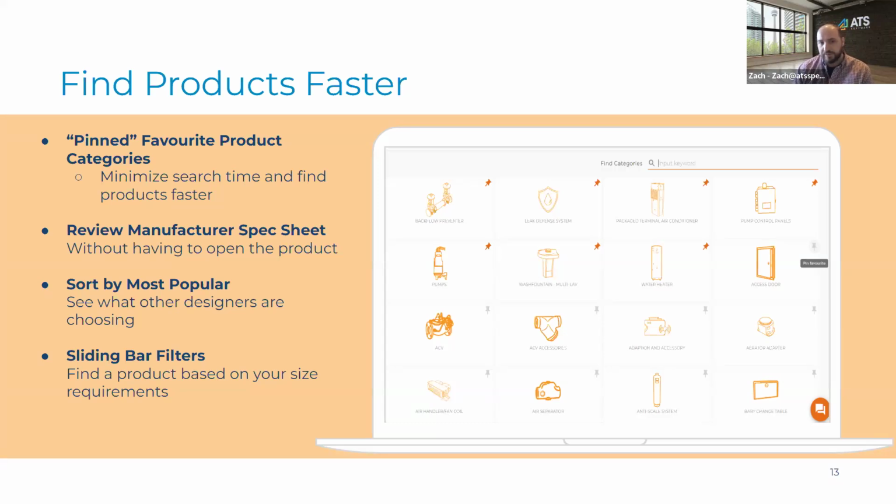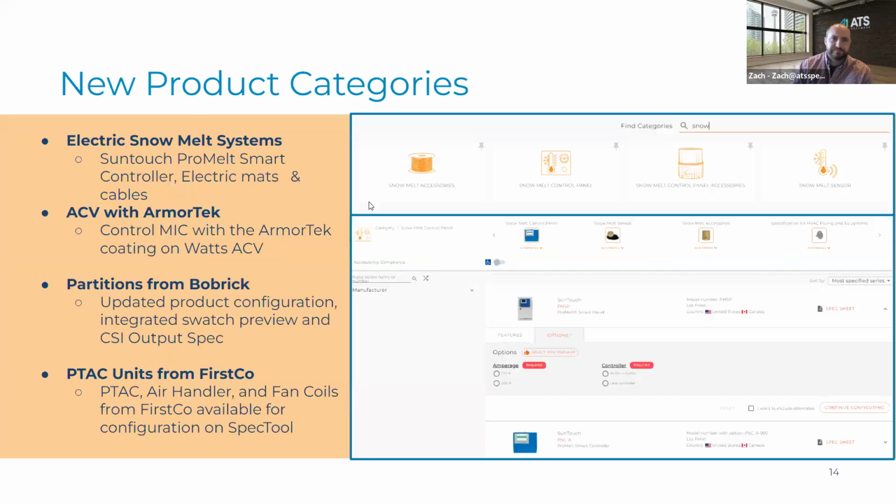In terms of also helping you find the product faster, there's new sliding bar filters. So if you are selecting a sink and you need it to be 20 by 20 or somewhere between 19.5 inches to 22.5 inches, you can adjust your bar filters to show only the products that fit within that realm. And all those are designed around helping you find products faster.